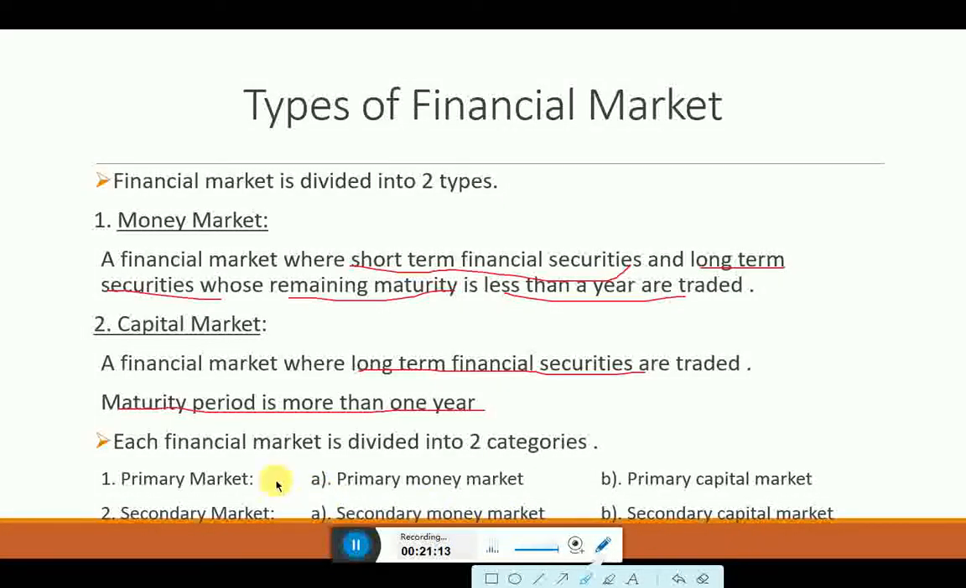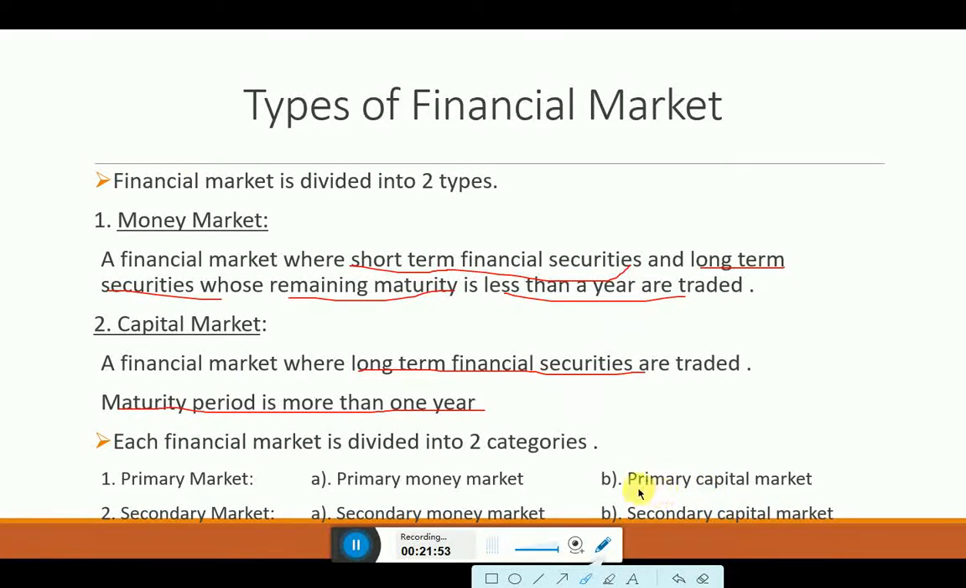So once again, the division of the financial market into money market and capital market is based on the short-term financial security and the long-term financial security. Then each market is further divided into two categories, primary market and secondary market, which means that the money market has two categories, primary money market and secondary money market. Similarly, the capital market also has two types, primary capital market and secondary capital market.